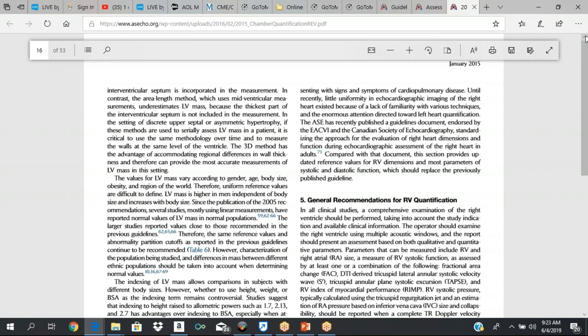The ASE has recently published a guidelines document endorsed by the European and the Canadian bodies, standardizing the approach for the evaluation of right heart dimensions and function during echo assessment of the right heart. Compared with that document, this section provides updated reference values for RV dimensions and most parameters of systolic and diastolic function, which should replace the previously published guidelines. So these are the updates, really.